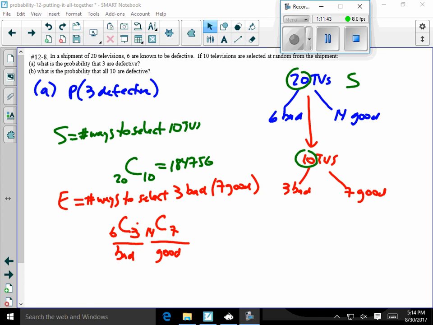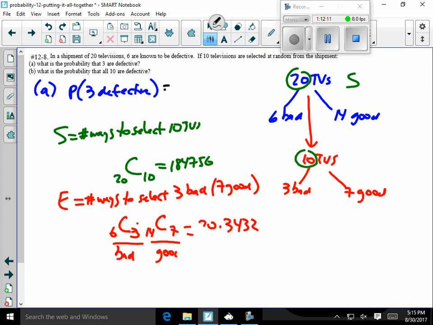Okay, so we are selecting the bad TVs, we're selecting the good TVs, and because we have to make the bad TV selection and the good TV selection, we have to multiply those. So the multiplication principle, right? So that turns out to be 20 times 3,432, which turns out to be, well, I don't have that number calculated. Let's go ahead then and put this into the probability statement.